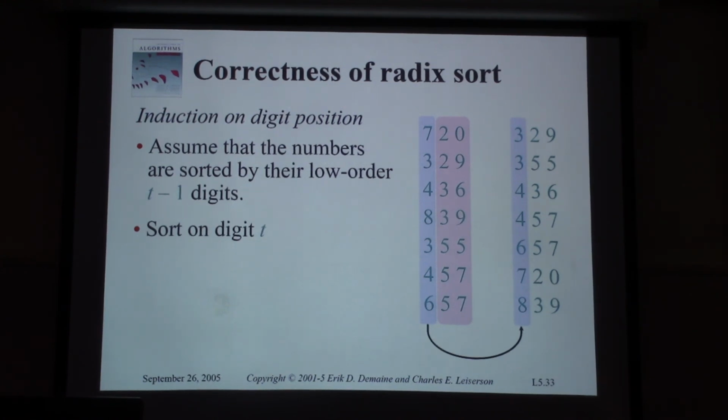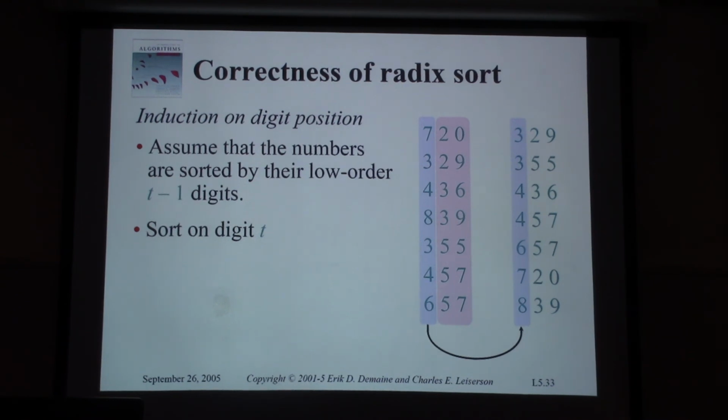One of the things they want to do is prove this by induction on the digit position. Assume that the numbers are sorted by their low order t minus 1 bits. So t minus 1 means that this is t minus 1, t minus 2. So they are sorted on the pink bits. Therefore, now we're going to sort on digit t.